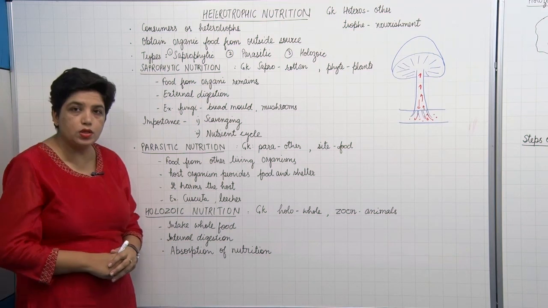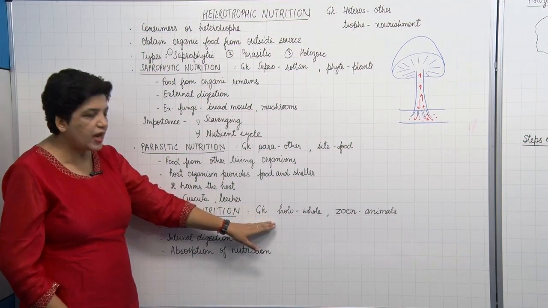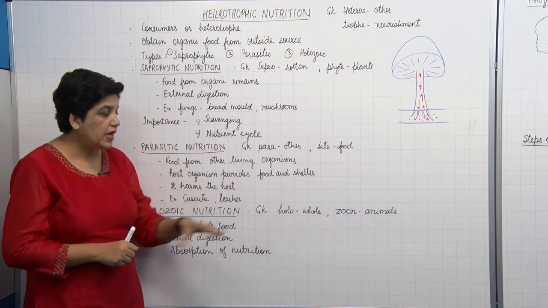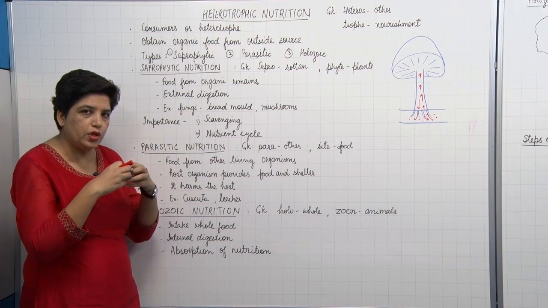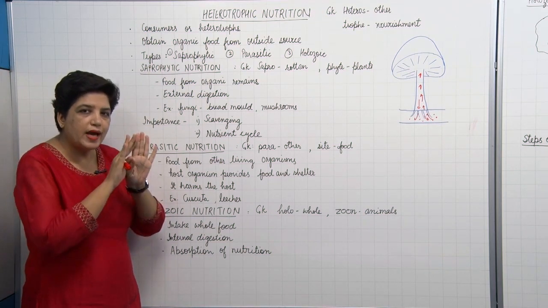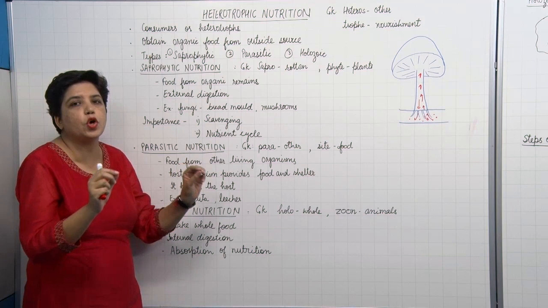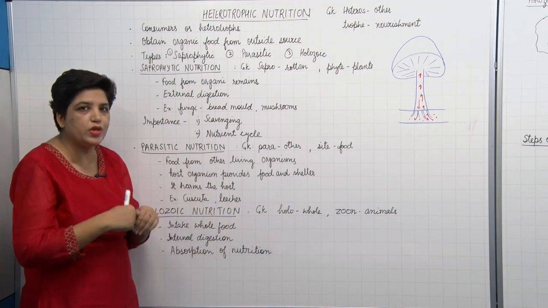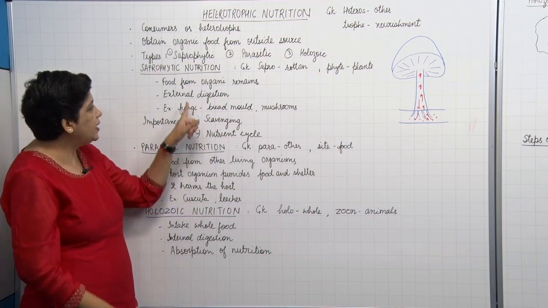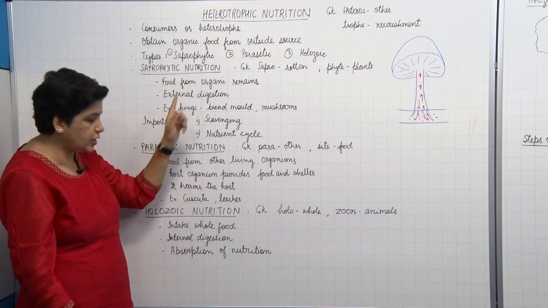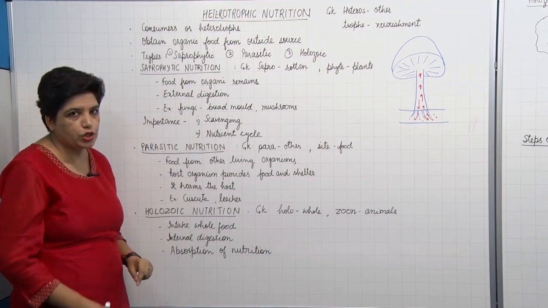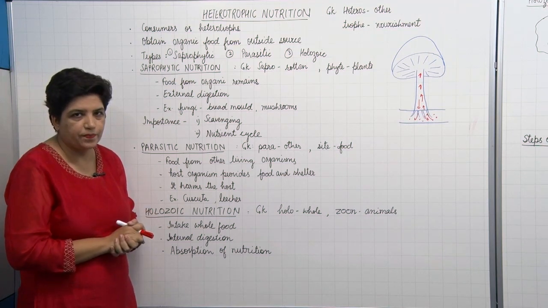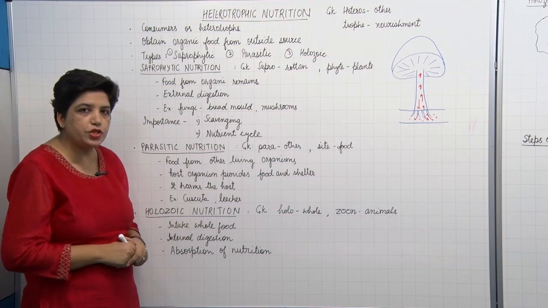The third one is holozoic nutrition. It has again been derived from the Greek words holo, which means whole, and zoon, which means animal. Such animals obtain the whole food. They ingest the whole food, digest it into simple particles and absorb the nutrients. This is why the word whole, they take the whole food inside, ingest it. And unlike saprophytes, where external digestion takes place, in holozoic nutrition, internal digestion takes place and nutrients are absorbed for their growth and for their development.